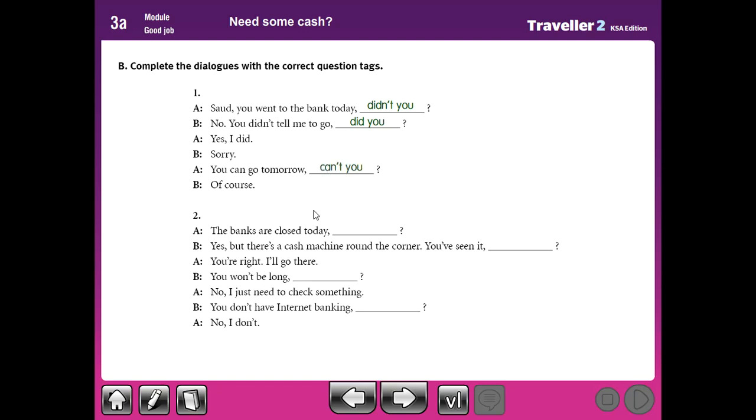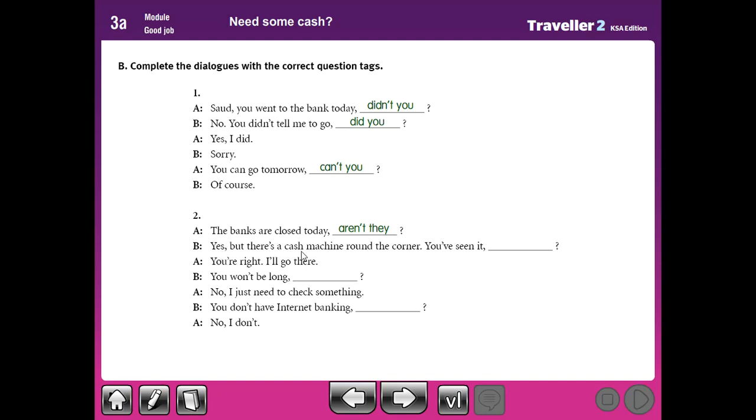Yes. 2. A: The banks are closed today. The banks, this is an affirmative statement. I want to change it into negative. The banks, yes, aren't they, because the negative of are is aren't, so they will become aren't they.